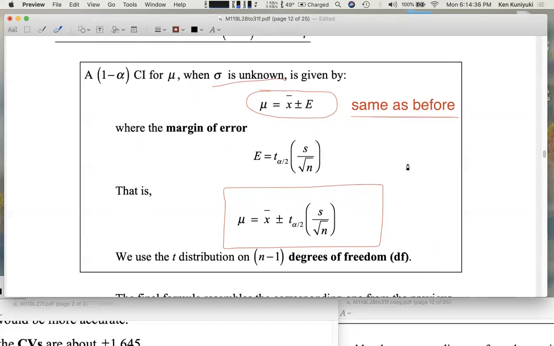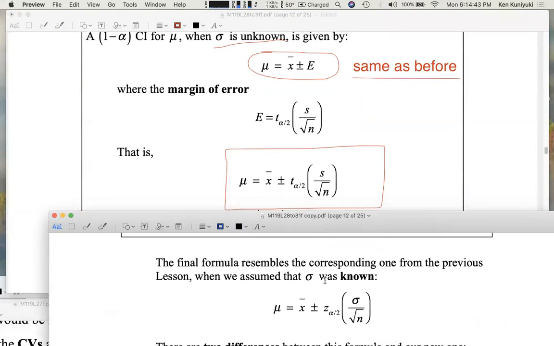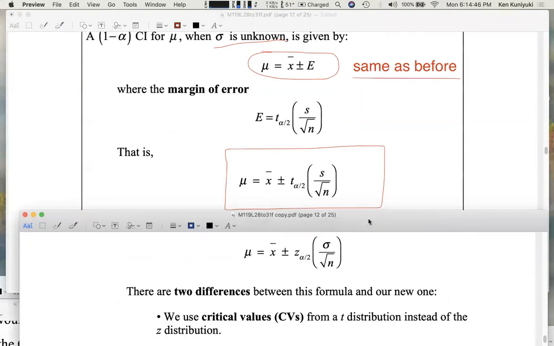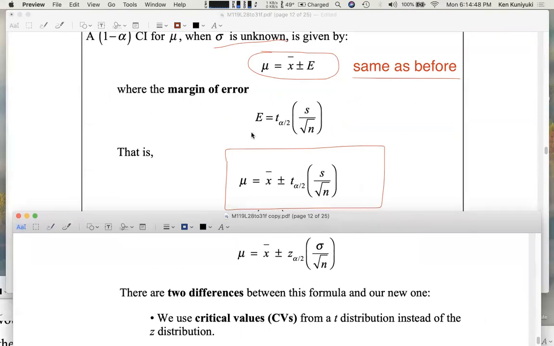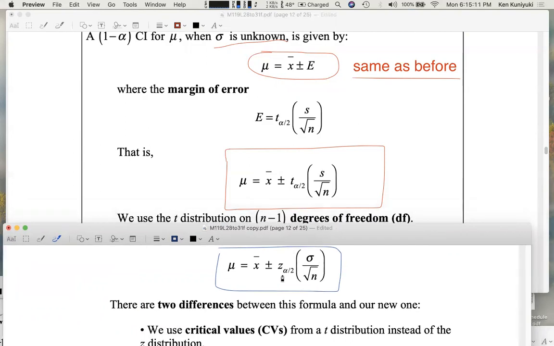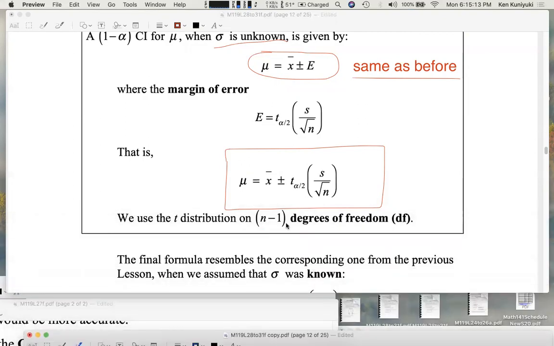Now, what are the two differences you see between this formula and the formula that we had in lesson 28? What are the two key differences between this formula and ye old formula from lesson 28 over here? Well, they're both confidence intervals for mu, a population mean. They're both centered at the sample mean, x bar. But in lesson 28, we used a z-distribution. In lesson 29, we're going to use a t-distribution, namely the one on n-1 degrees of freedom.